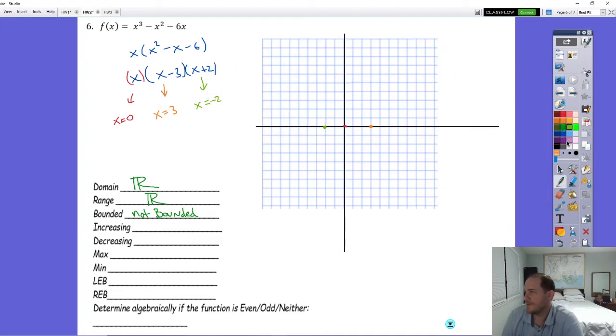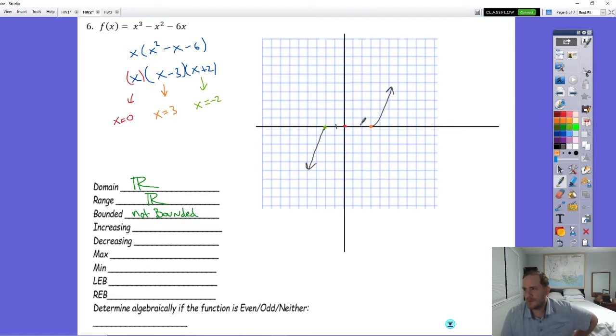Then what do we know? Because we're odd with a positive leading coefficient, our right end behavior goes up. We know that we're odd, so our end behaviors have to be different, so our left end behavior goes down. And then you just know there's a couple of hills here. This must continue up and come down. This must continue down and come up.